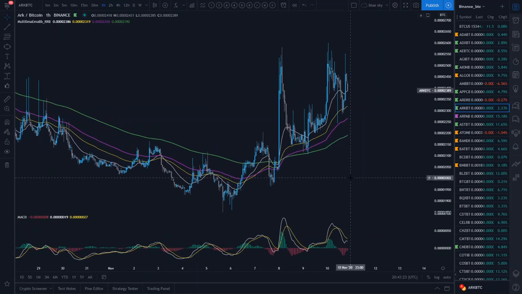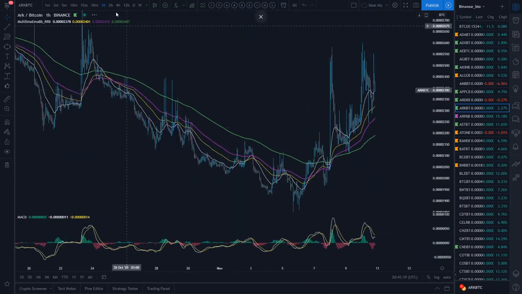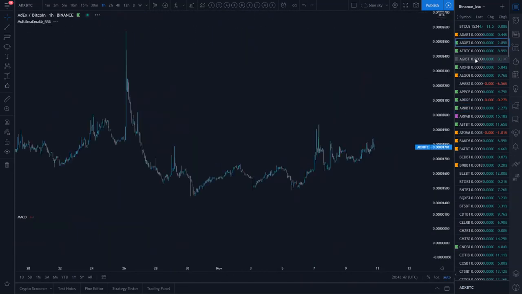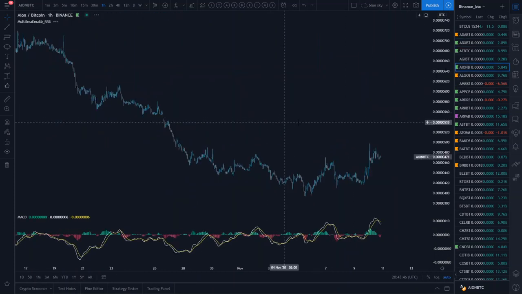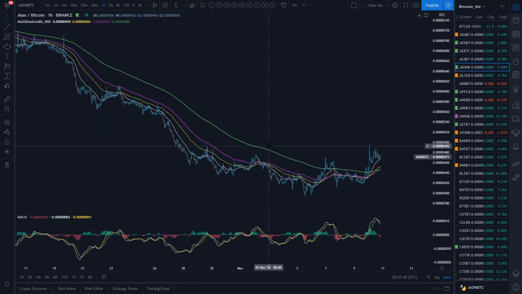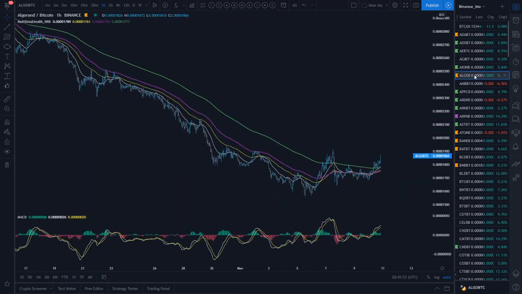So we have different types of moving averages: the simple ones, the exponential ones, the smoothed ones, and I want to speak about the exponential ones, the EMAs, in this video first. Basically, guys, they show you the trend. So I'm here on the H1 time frame. Let's start with some random coin here. Maybe, yeah, Algo is a good coin.